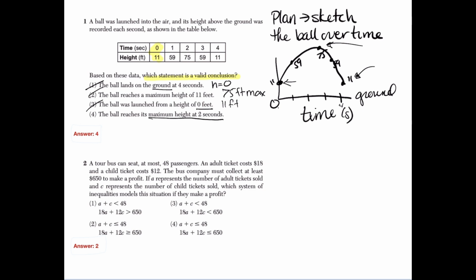And the last one, the ball reaches its maximum height at 2 seconds. And that makes a ton of sense because at 2 seconds, the ball is at the highest part, 75. And I can also see it here on the chart. So I liked having a sketch. Notice you could have just looked at the chart to get the answer, but I thought a sketch would also be helpful. Let's look at the second one. And here, this one is just via systems of equations.